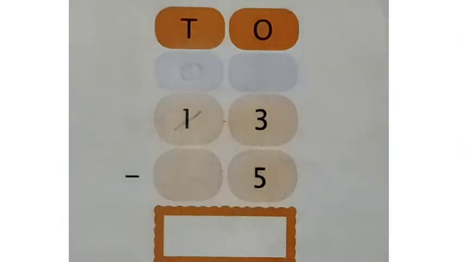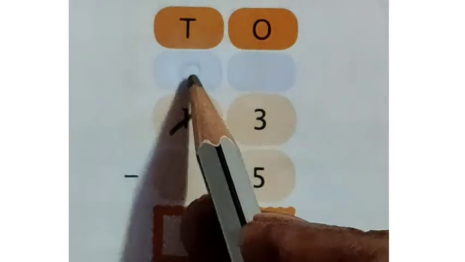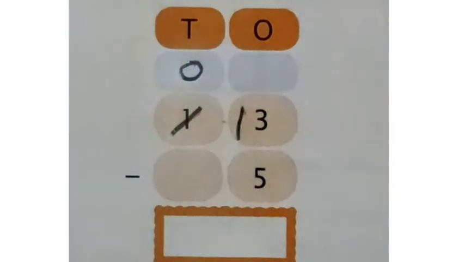Now let's move on to the second question, that is 13 minus 5. From 3 ones we cannot minus 5 ones. So we have to borrow from the tens place. We have to borrow 10 from the tens place. So from 1 ten, 1 goes, we get 0, and write 1 in the ones place. We get 13. So 13 minus 5.